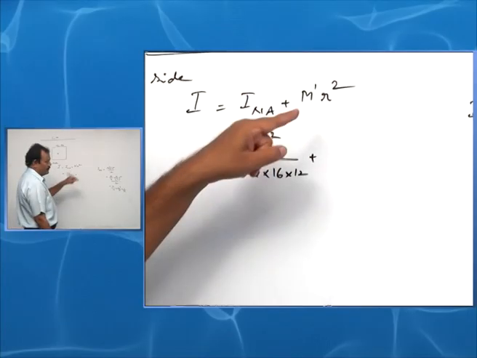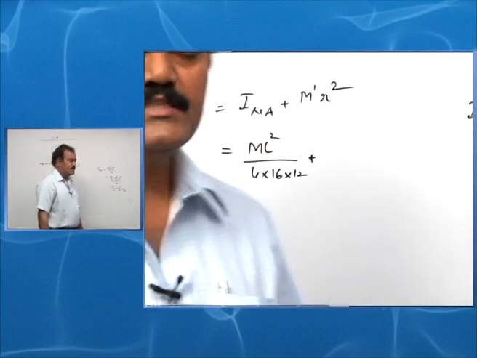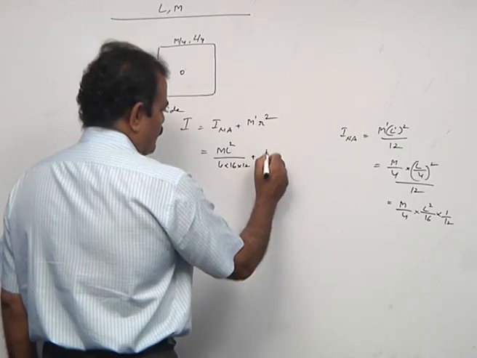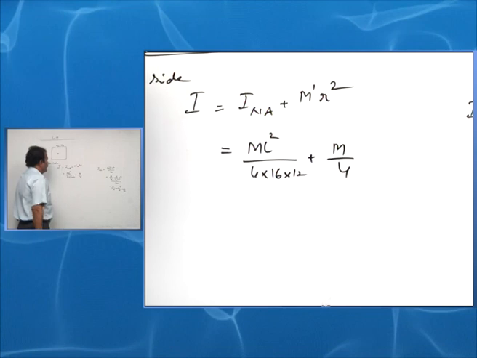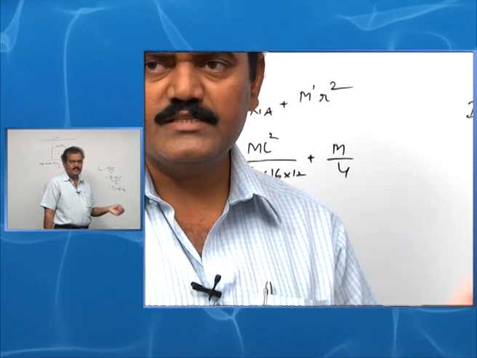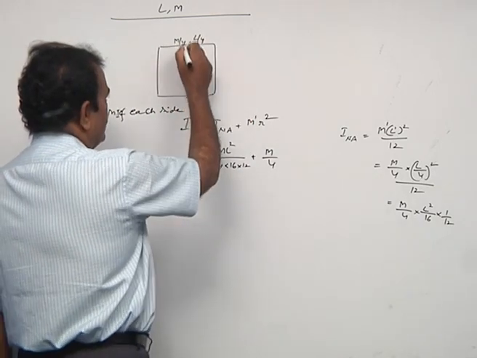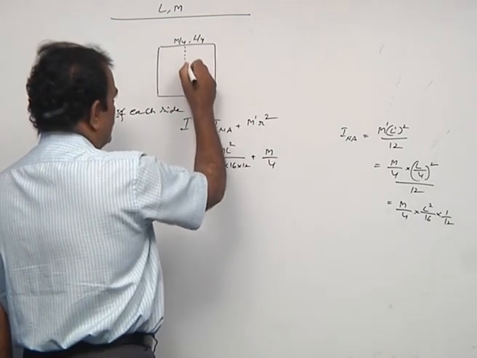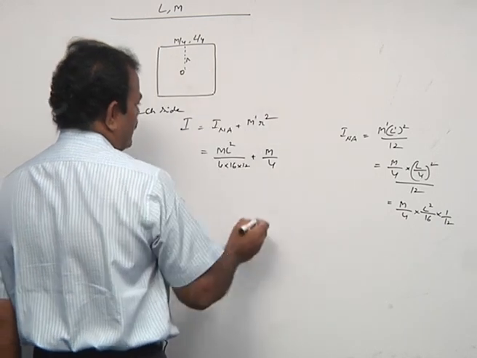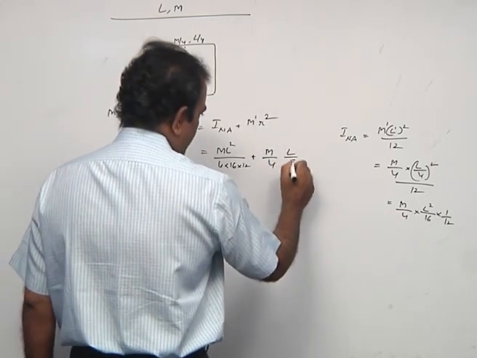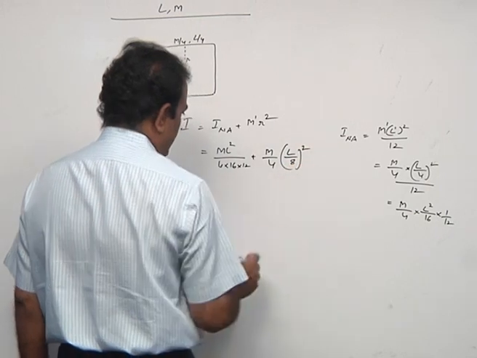And we are coming to the next part. And the next part is, as you already know, m dash is equal to m by 4. And r is the distance between the two axes. R is the distance of separation in between the two axes, which is nothing but L by 8. So this is the R. So that's why it is L by 8, and L by 8 whole square to be taken.